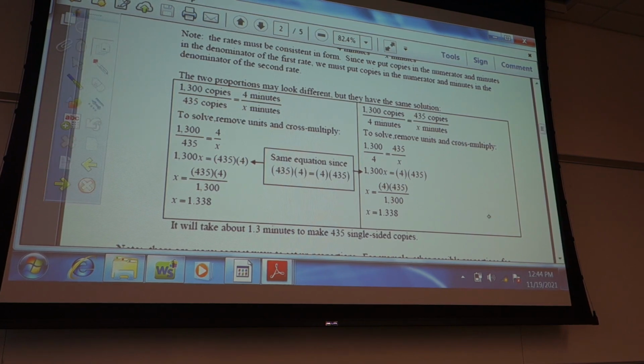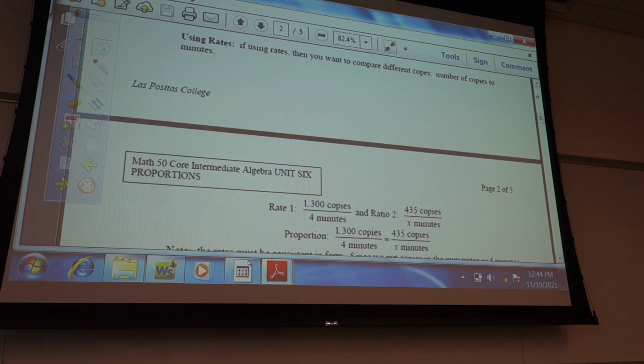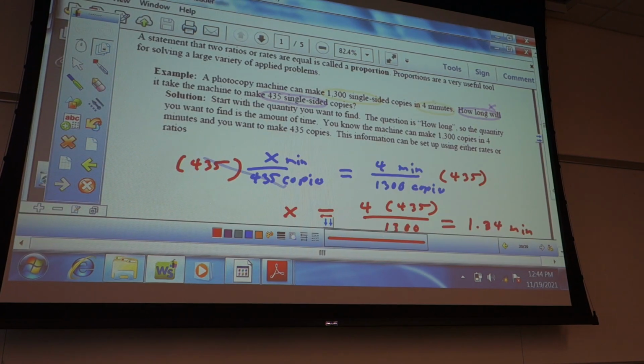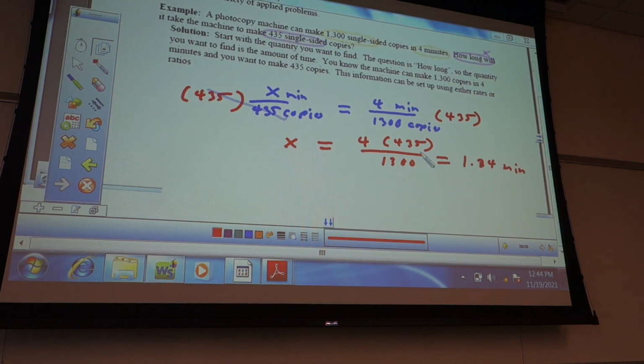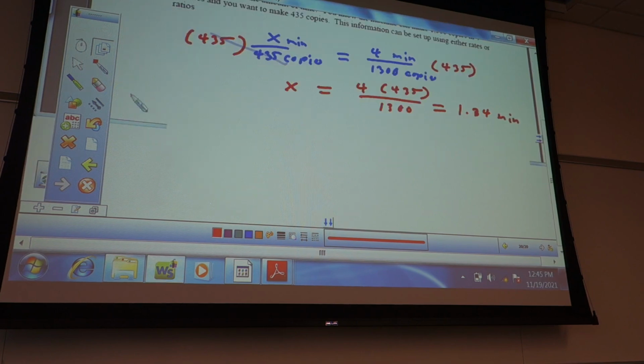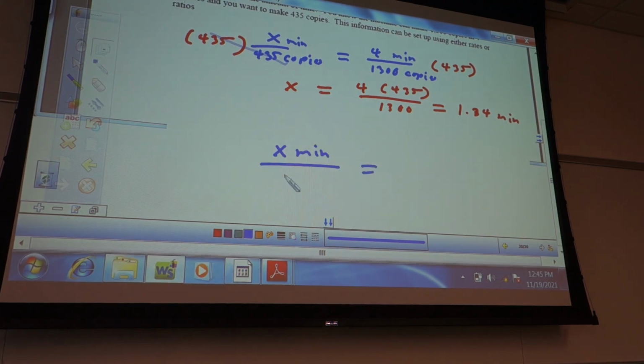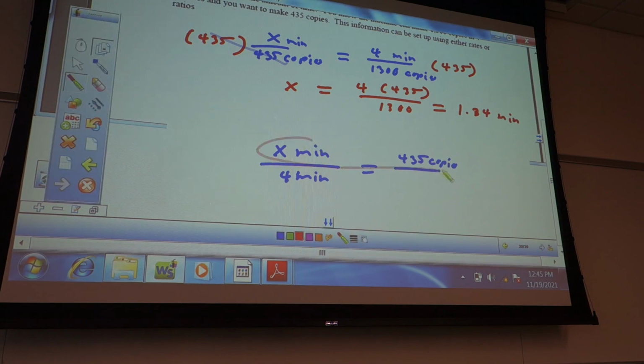Good. Now what they're saying is you can also go the other direction. You could say X minutes over 4 minutes, because they're both minutes. But then what has to be across from the X minutes needs to be the 435 copies. Because these two folks better have a relationship, and they do, because it takes X minutes to make 435 copies.